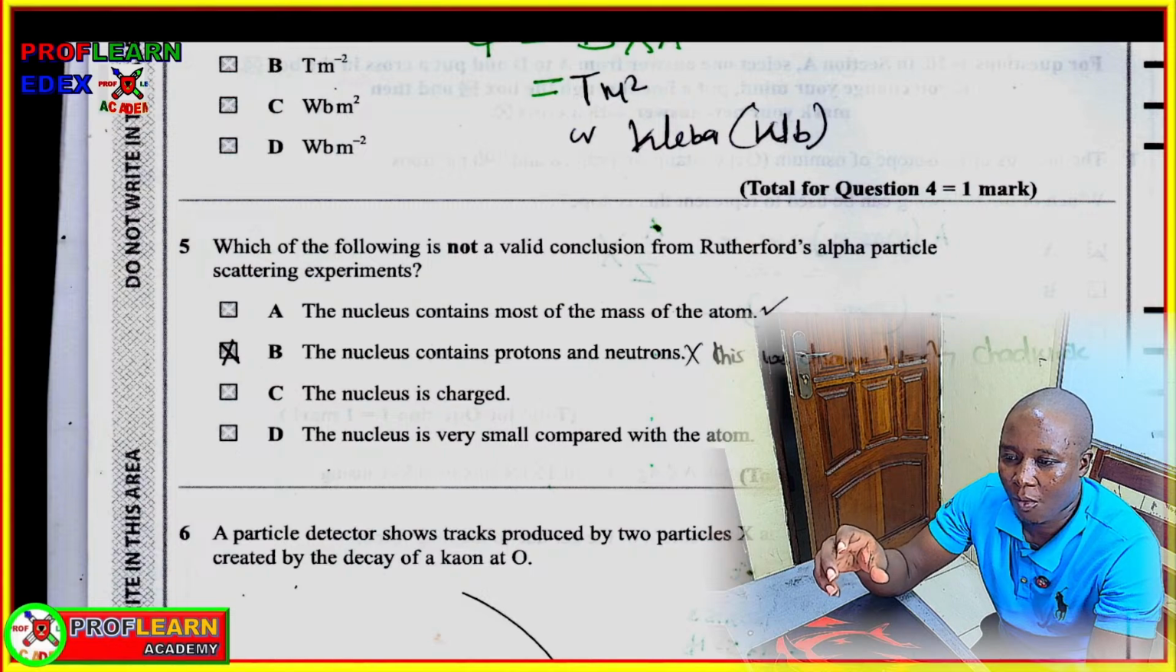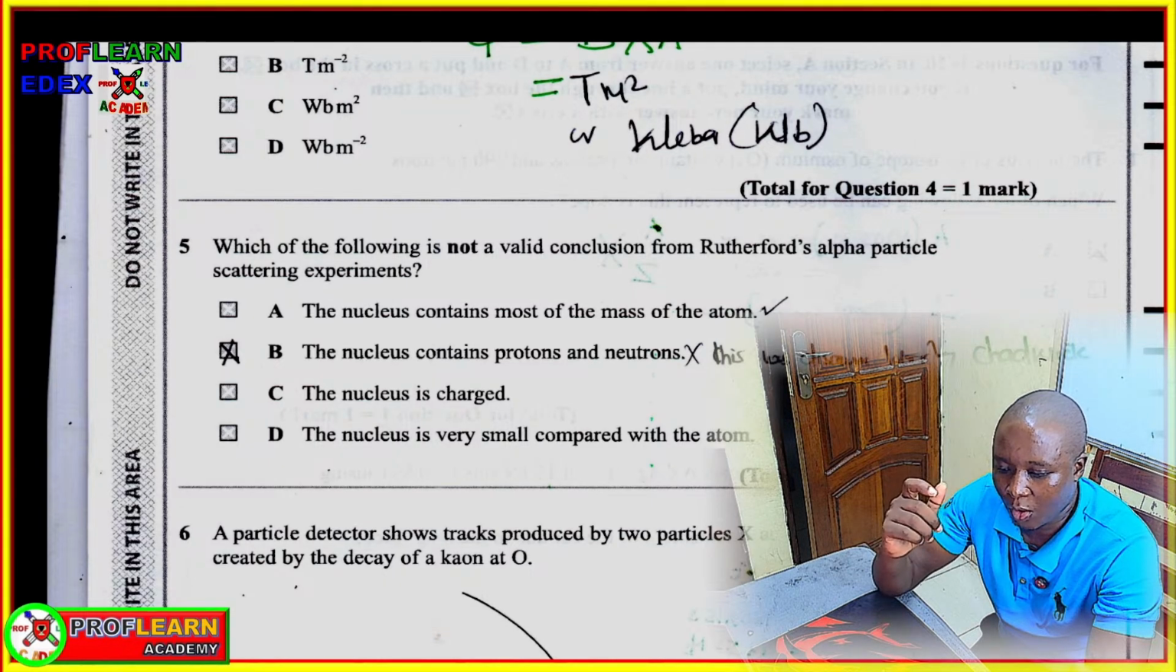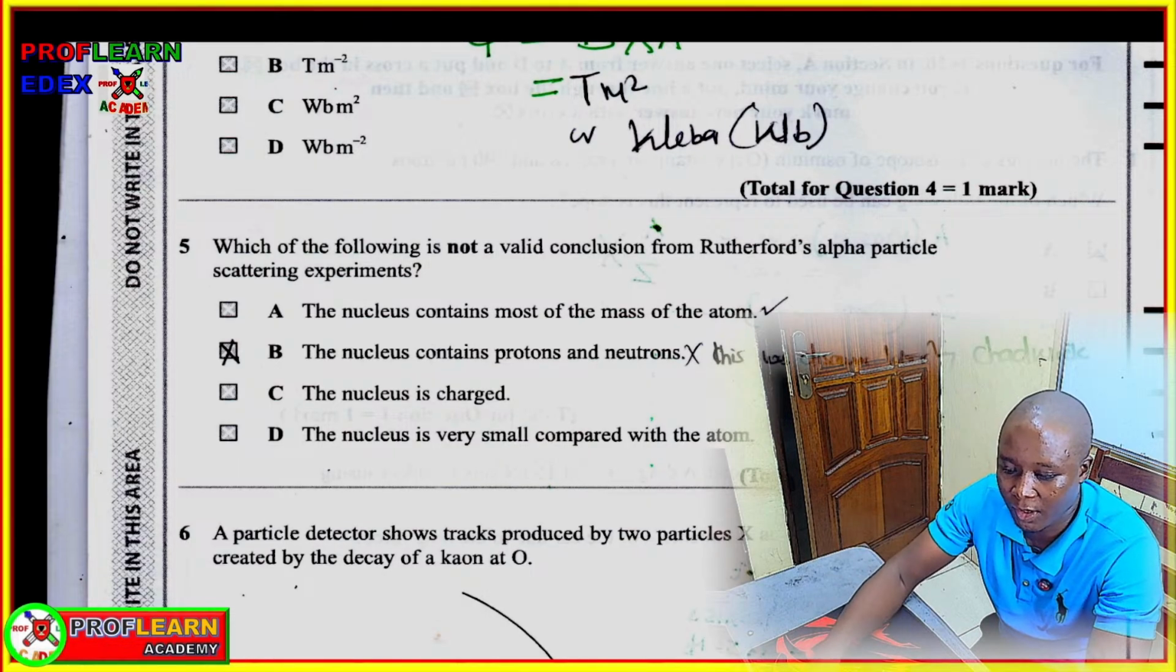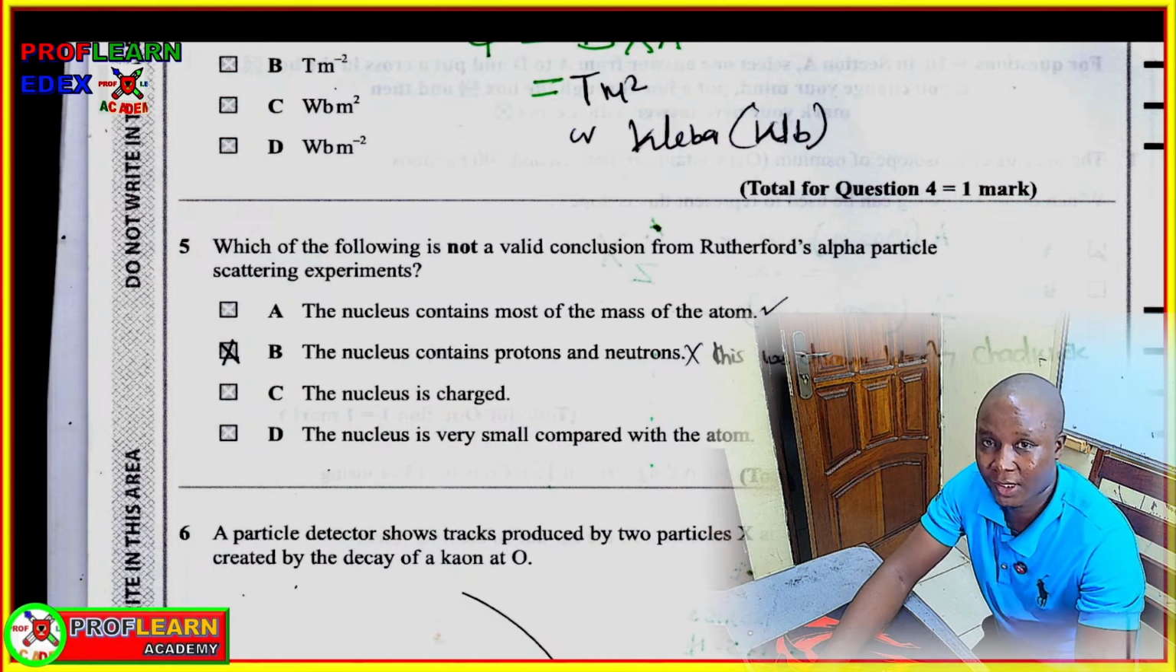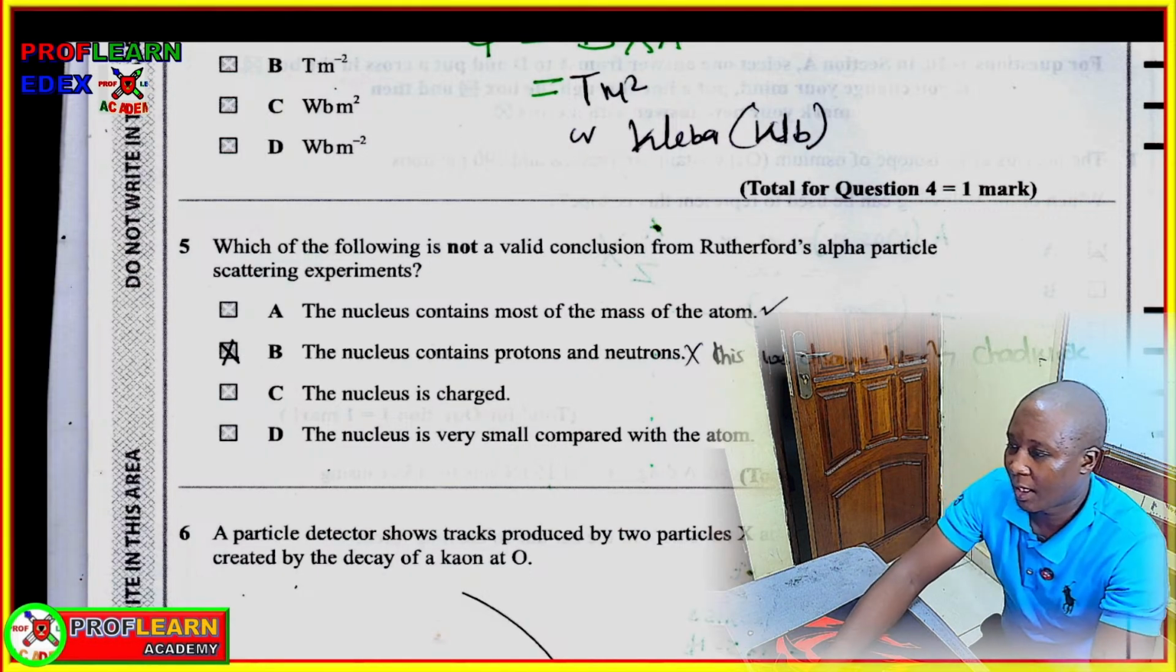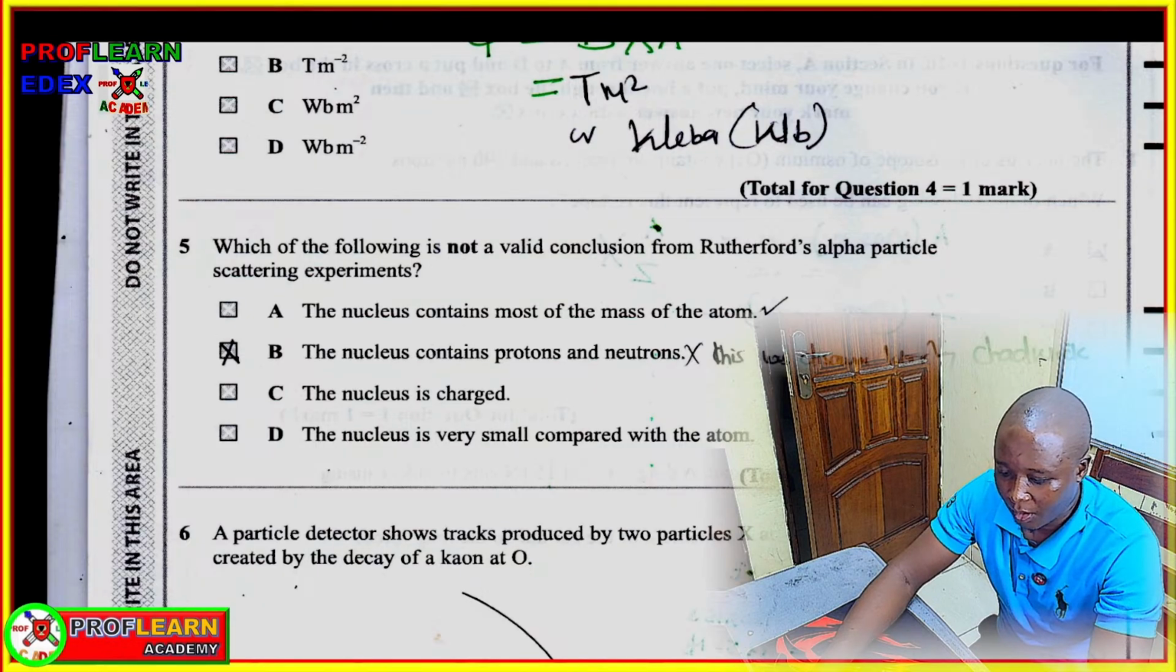Some were deflected. Since alpha particles are positive, that means there is a region with a positive charge, which is the center. So one of the conclusions that was not confirmed was the conclusion about protons. The nucleus contains protons and neutrons. This was done by Chadwick. Yeah, it was just later discovered by Chadwick. So that was not correct.